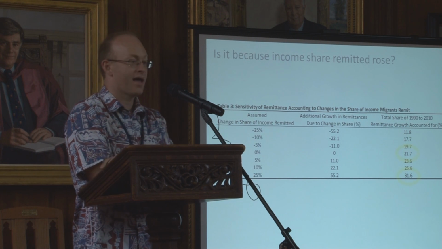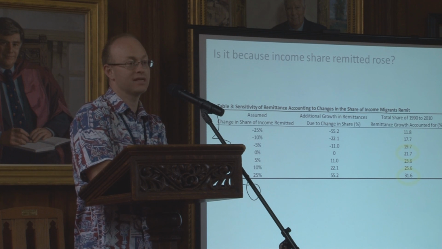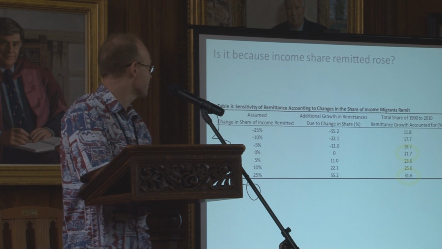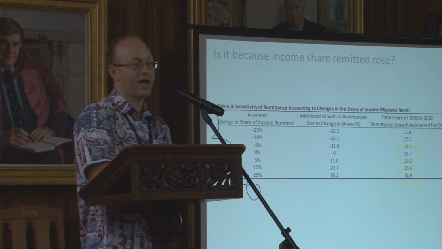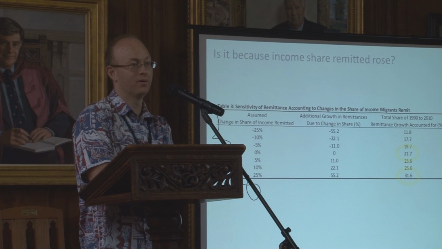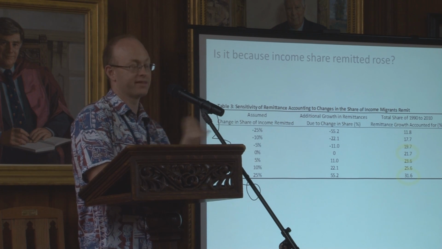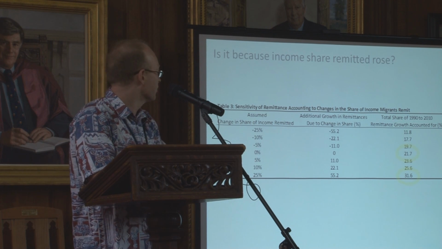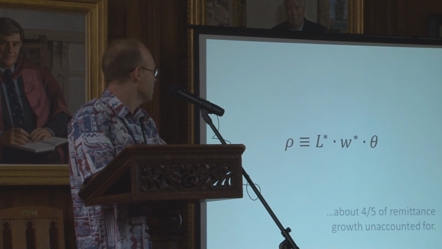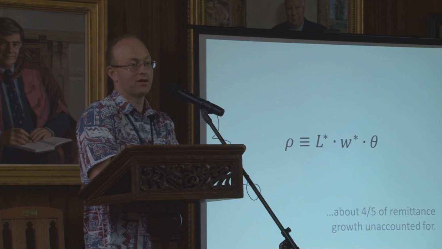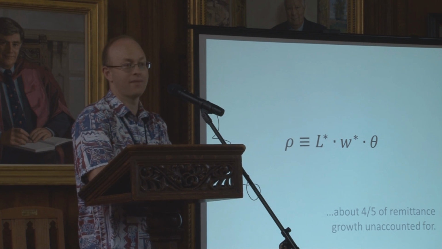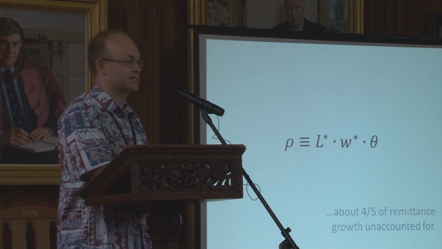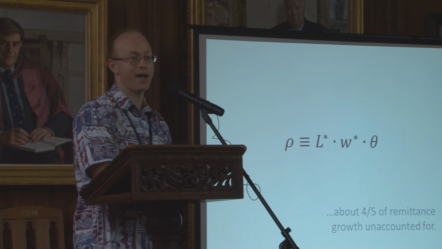If people are now sending 25% more of their income, which seems pretty unlikely given what we've heard from these other countries, even then we'd only be accounting for a third of global remittance growth by these fundamentals. And so it seems from the macro data that really, if we look at this decomposition, almost 4/5 of remittance growth are unaccounted for by anything that should be explaining that remittance growth. Okay, so that's our stab at convincing you with macro data.